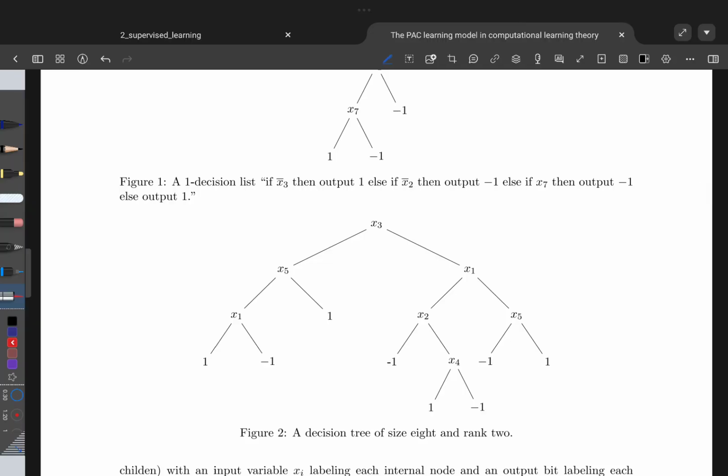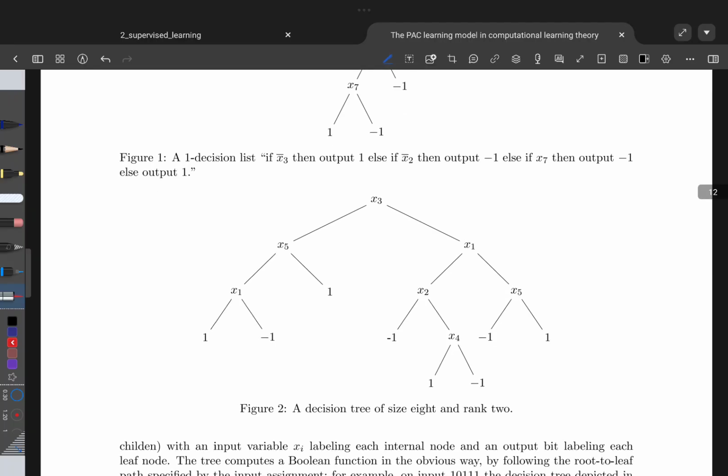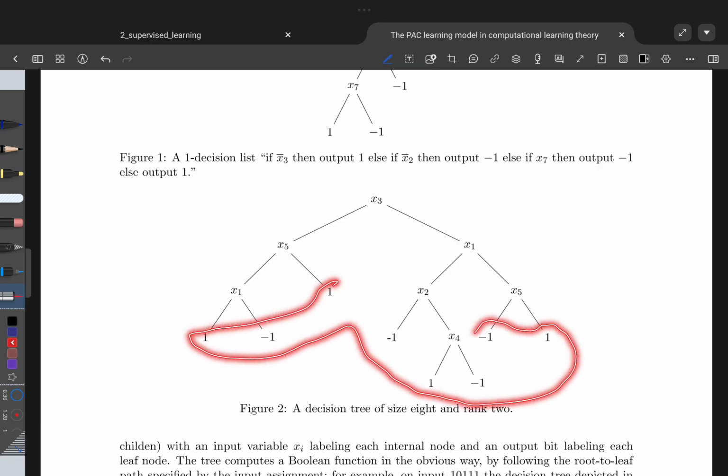Wherein in a decision list, one side always gives you the output. It gives you an output label, and one side gives you another variable to check. But a decision tree is a more generalized version where you just keep checking one variable at a time. Right? In both these cases, the leaves of this tree correspond to the final labels that you generate.